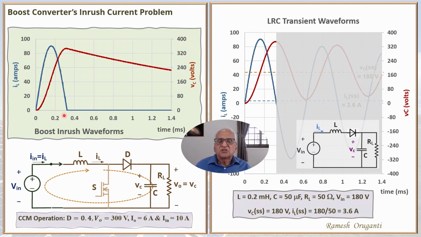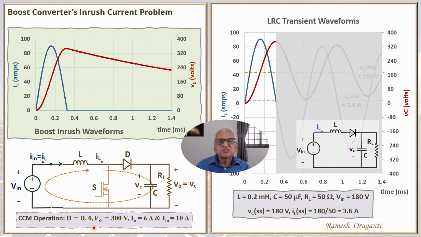Another thing is the voltage is going to 360 volts. It is twice the input voltage. Remember, it is a 180 volts amplitude cosine function shifted by 180 volts. So the peak will go close to 360 volts. As we calculated earlier, output DC voltage under steady state for D equal to 0.4 was 300 volts. So this is more than that.